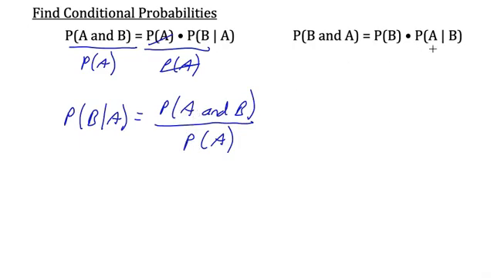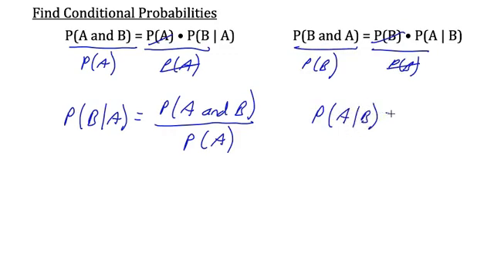And likewise over here, if what we really want is the probability of A given B, we could divide both sides by the probability of B. And you could do that either before or after you put in your numbers. And we get the probability of A given B will equal the probability of B and A over the probability of B.